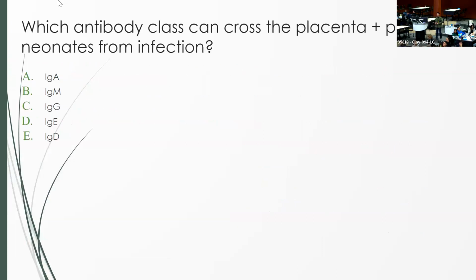Okay, this one: which antibody class can cross a placenta and protect neonates, such as babies, from infection? After my mnemonic, I'll be disappointed if anyone gets this wrong. Anyone yell out? Yeah, IgG, right? Because Google Gaga, that's the baby one.